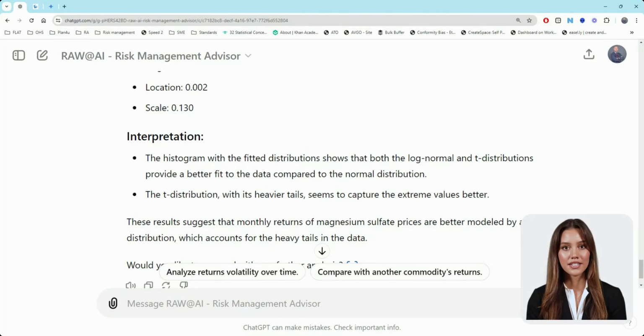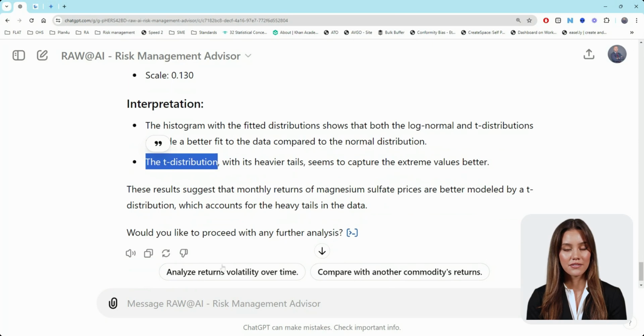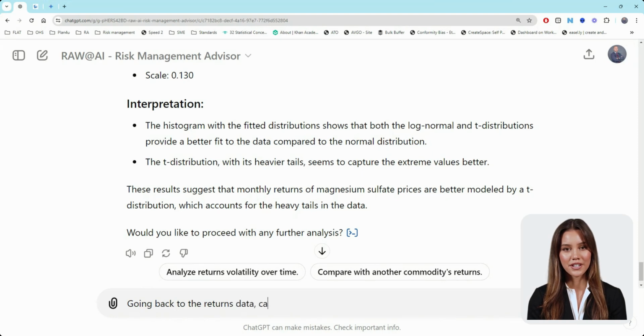So let's see what it did. T-distribution seems to have a slightly better fit. Let's see if it says anything more. Both provide a better fit than normal distribution, but the T-distribution is our preferred option. Okay, we'll keep this in mind.